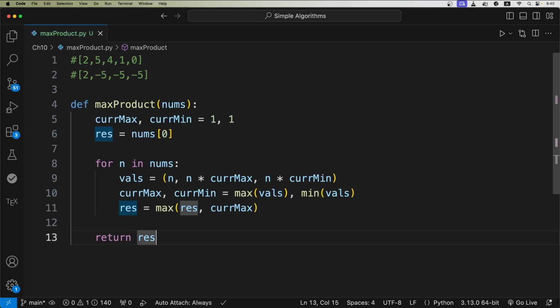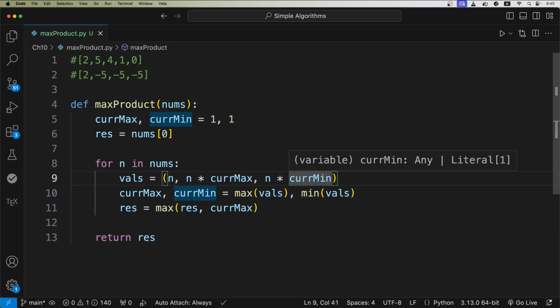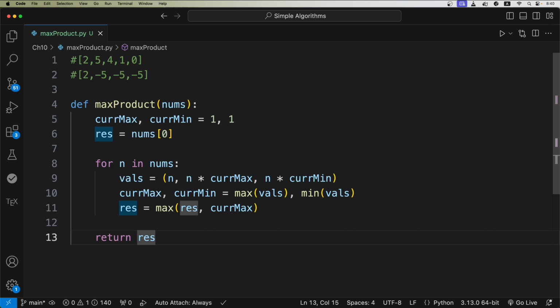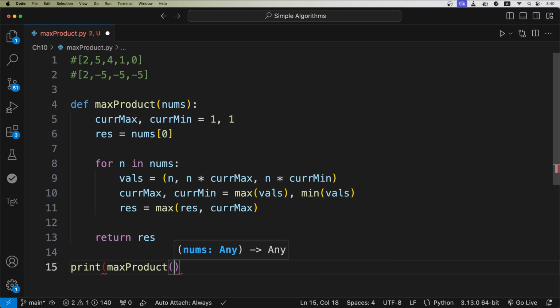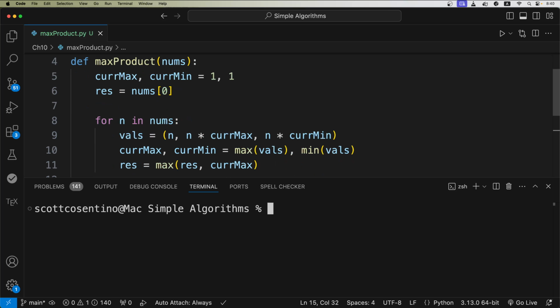So again, just to reiterate, basically we keep track of the maximum and the minimum each time. We see if multiplying by n ends up with a bigger maximum or a smaller minimum, and we keep track of the maximum each time, and we return that result back. Just to show you that this does actually end up working, we'll run this with some of our examples. So let's take a look at this one right here, the 2, negative 5, negative 5, negative 5. This one is going to give us a value, I believe, of 50 as a maximum product. Let's take a look and see if that is correct.